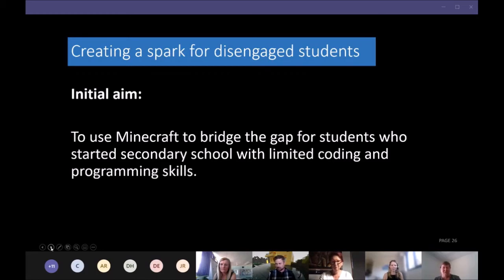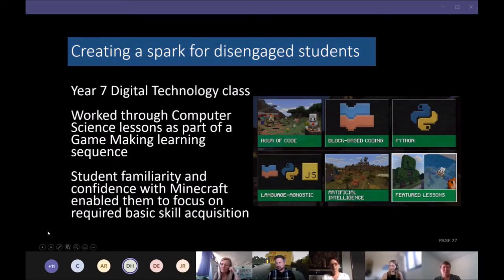If you could pop onto the next slide, please. When I joined the Minecraft Innovation Cluster at the start of 2020, I wanted to use Minecraft to bridge the gap for students who started secondary school with limited coding and programming skills. And if we could pop to the next one, please.